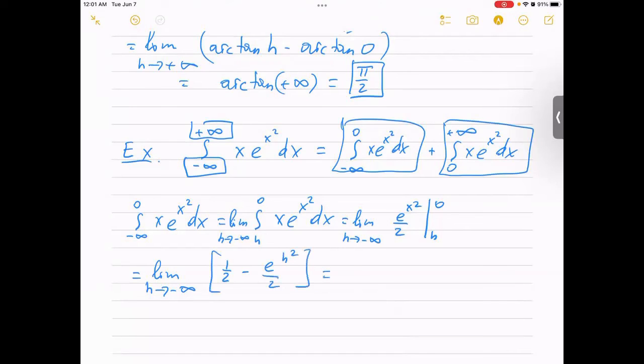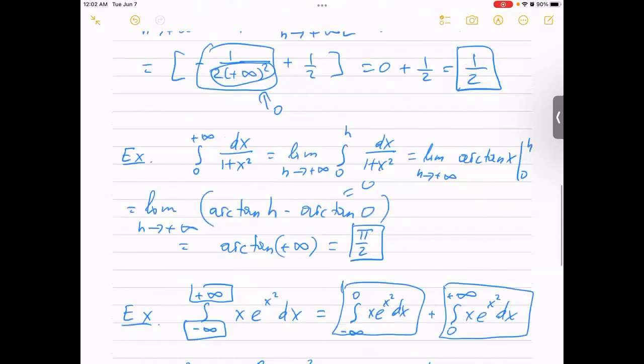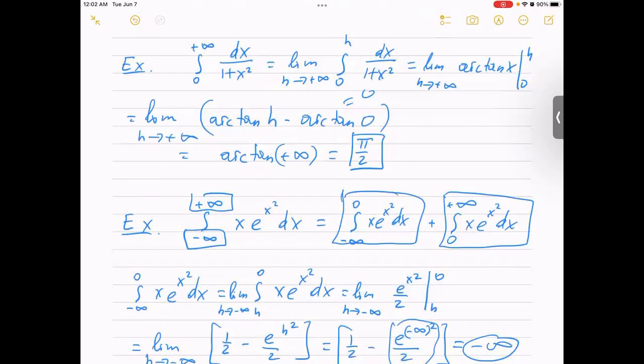So we're going to get 1/2 minus e to negative infinity squared over 2. Negative infinity squared is going to be positive infinity. E to a positive infinity is infinity. So that expression here is going to be the same as e to a positive infinity divided by 2, which is positive infinity. So 1/2 minus infinity is going to be negative infinity. So that is going to be the answer for the first integral. Our first integral is going to be negative infinity.